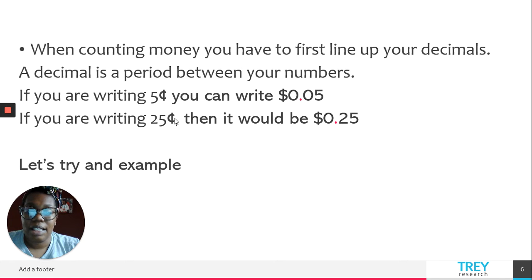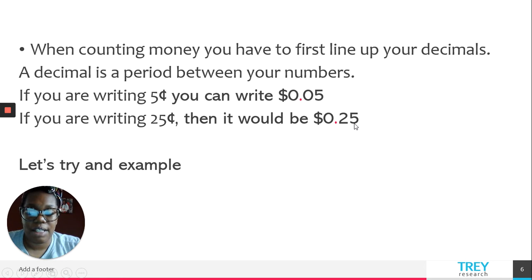When counting money, you have to first line up your decimals. So we're getting into it a little bit more. A decimal is a period between your numbers. If you have 5 cents, you can write it like this. Your dollar sign, a zero, because you have 0 in the dollar category, and you have 5 cents, which would be 05. All right, if you're writing 25 cents, then it would be your dollar symbol, a 0 because you have no dollars, and 25 cents.